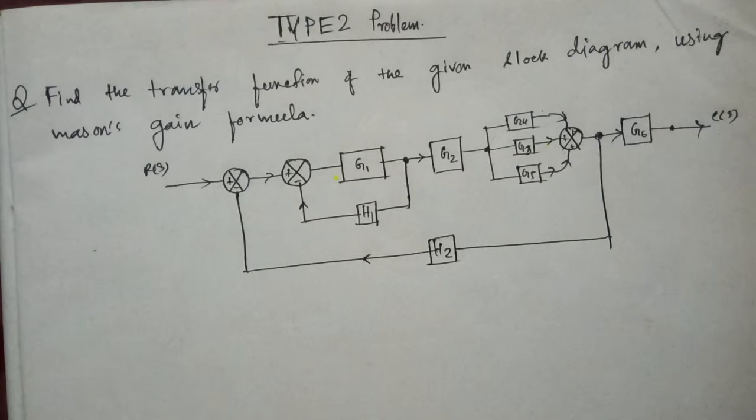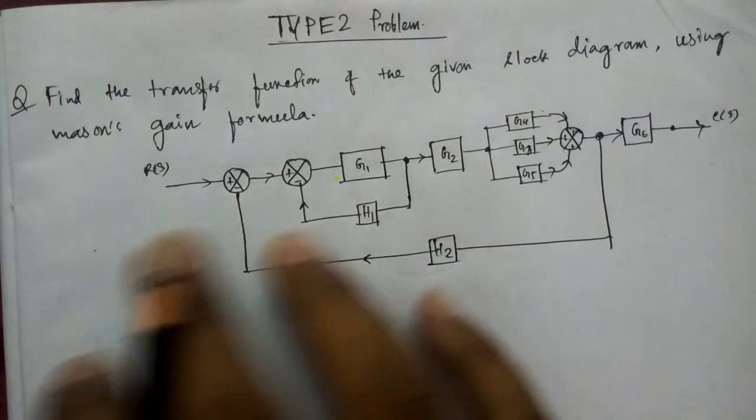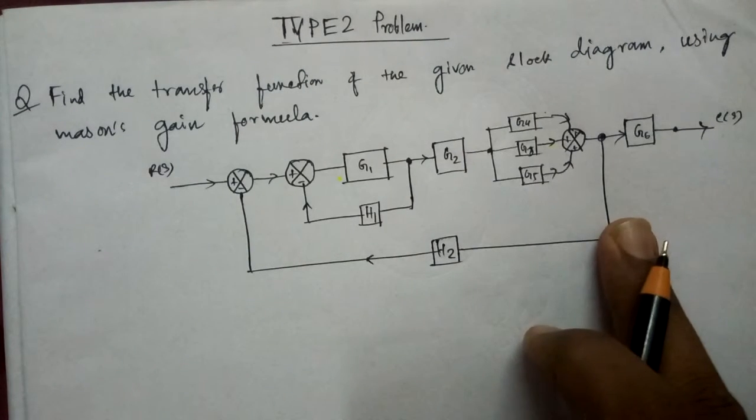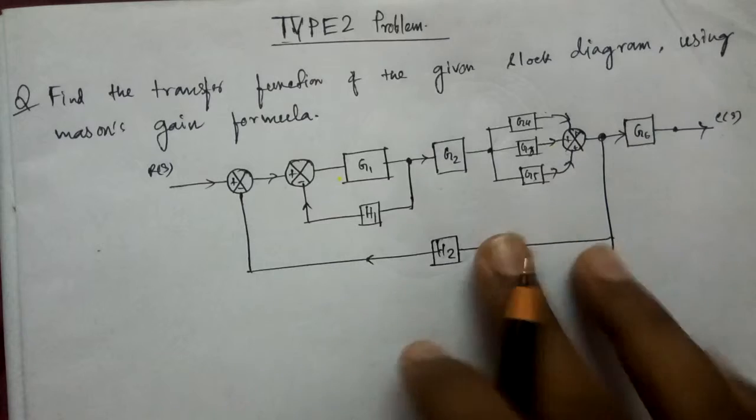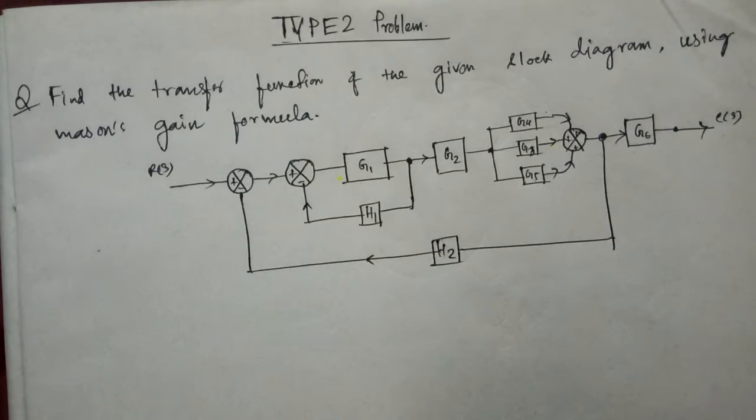So hello friends, today I'm going to talk about the type 2, or the second type, of problem which comes from the signal flow graph. Here a block diagram is given, and from that we have to get the transfer function of that system. Previously I told you how, using the nodes and the takeoff points and Mason's gain formula, you find the transfer function.